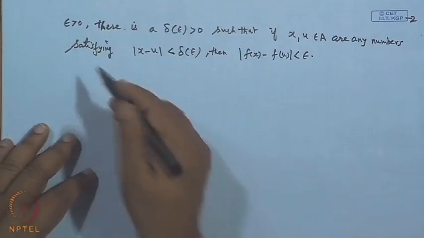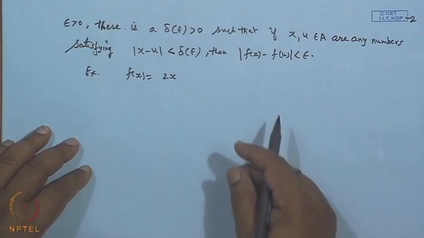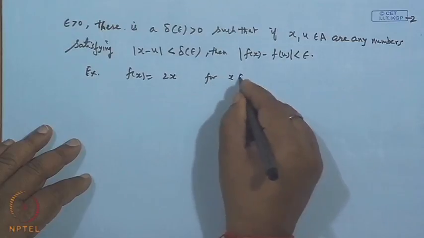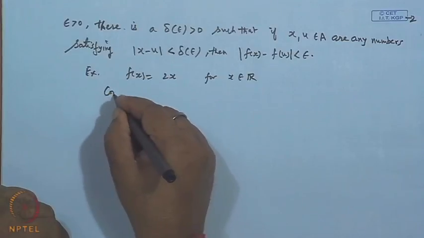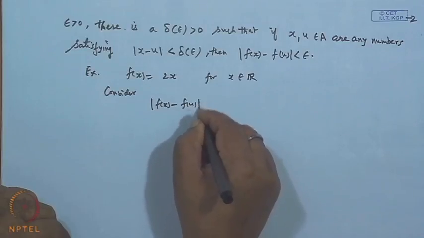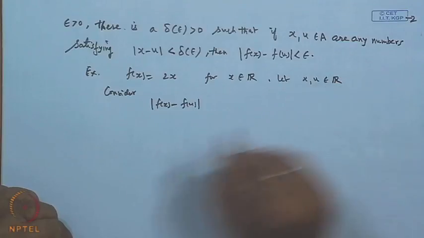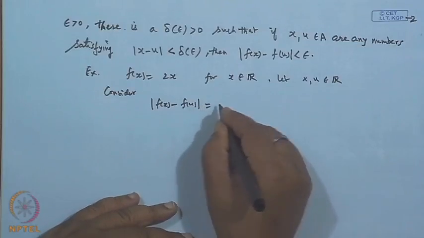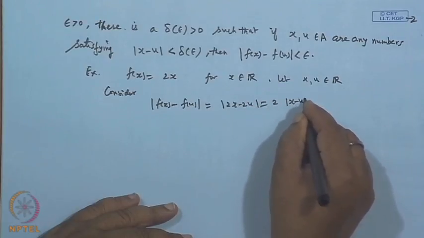For example, if we take the function f(x) equal to 2x, for all x belonging to the real numbers R. Now, if I consider mod of f(x) minus f(u), where x and u are points in R, consider this equal to 2x minus 2u, which is equal to 2 times x minus u.